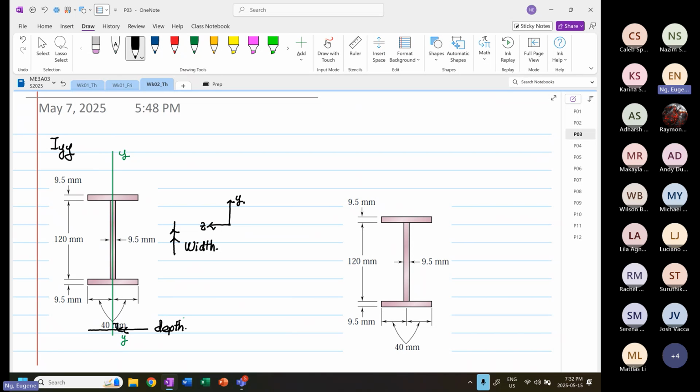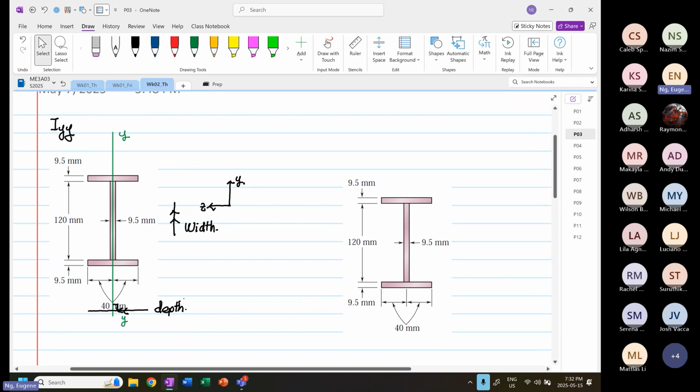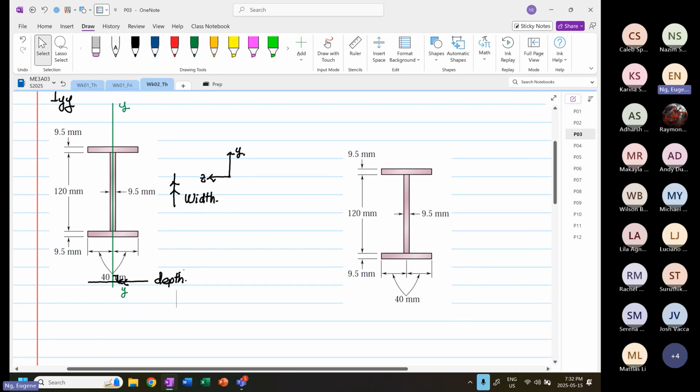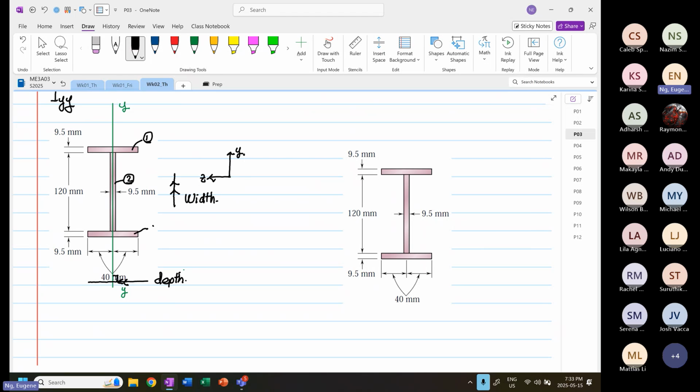Now we want to calculate our second moment of area. I'm going to divide this into section 1. The center part is our section 2. The third part is our section 3. So we know that IYY 1 will be equal to IYY 3.